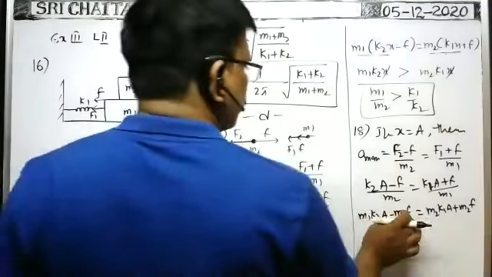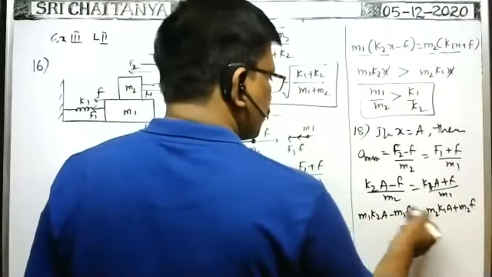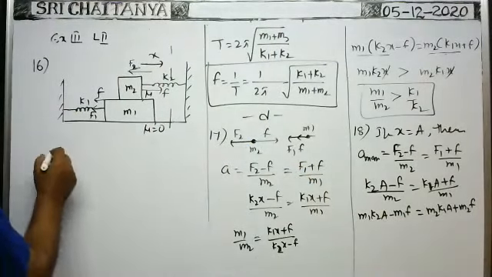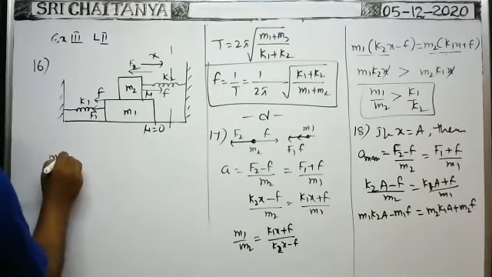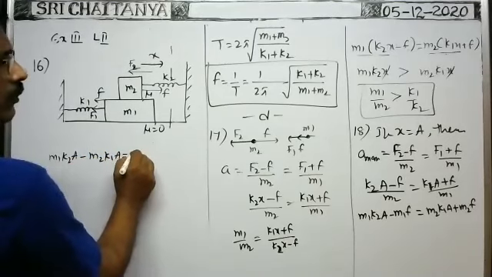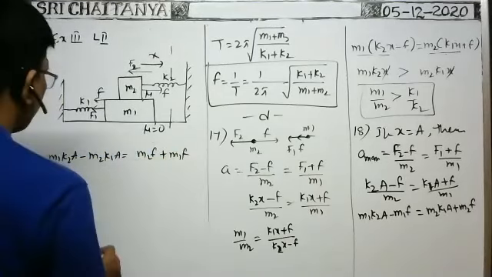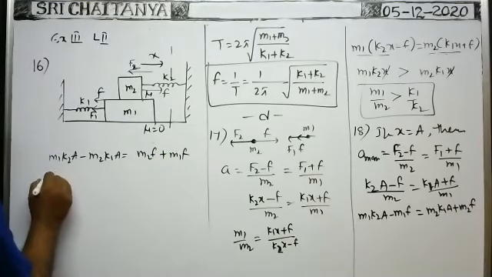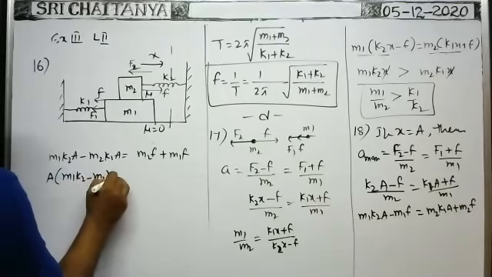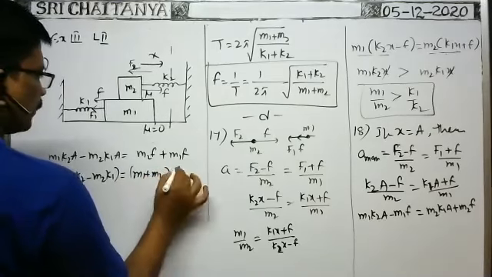Here we will do it by this method. You bring the A terms aside. m1 k2 A minus m2 k1 A is equal to m2 f plus m1 into f. So from this you take A common: A of (m1 k2 minus m2 k1) is equal to (m1 plus m2) into f. We can write this.